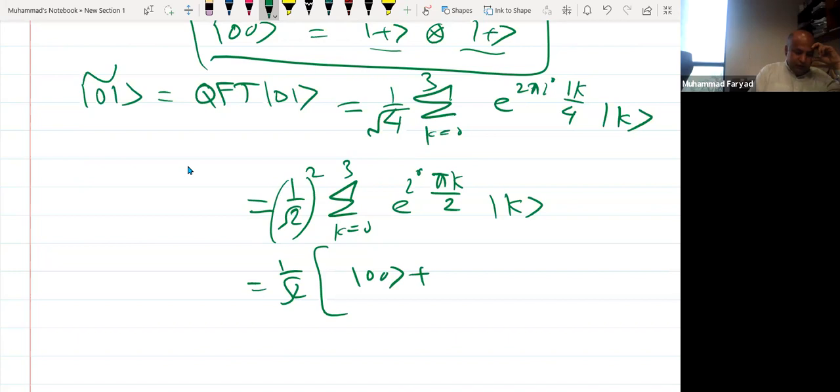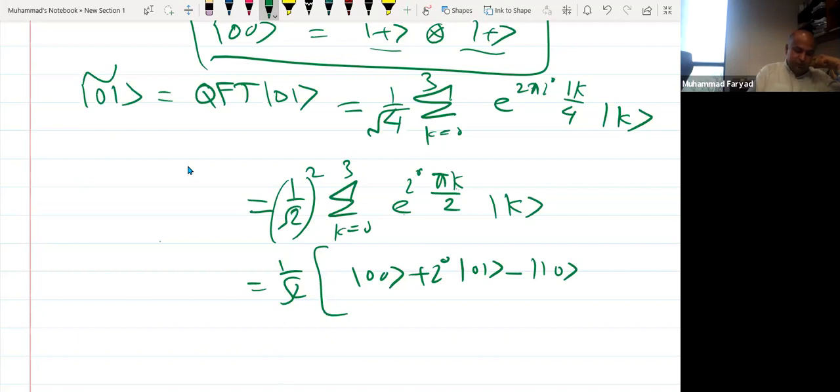For k 1, this is the 0, 1 state. And when k is 1, this becomes exponential iota pi by 2. And exponential iota pi by 2 is nothing but cos pi by 2 plus iota sine pi by 2. So this is 1, so I'm left with iota. So for the next term, we have iota 0, 1. Now, the term after this, for 1, 0, k is 2. When k is 2, this 2 cancels with 2, and we have exponential iota pi, so I get minus 1, 0.